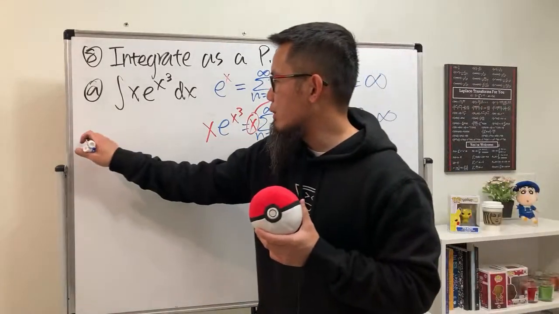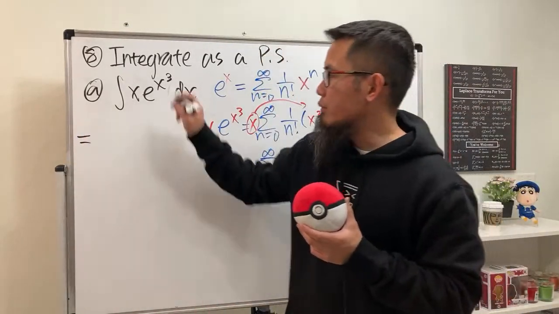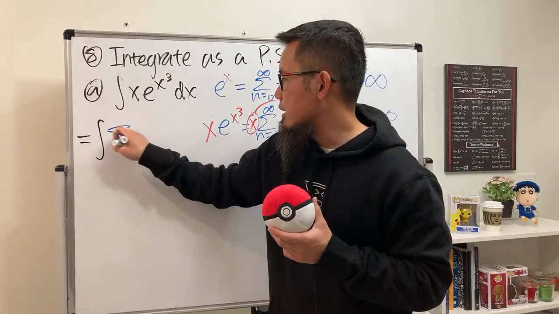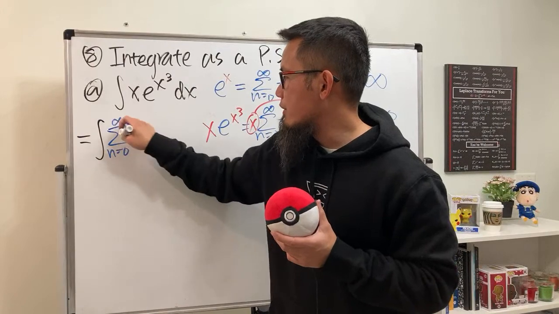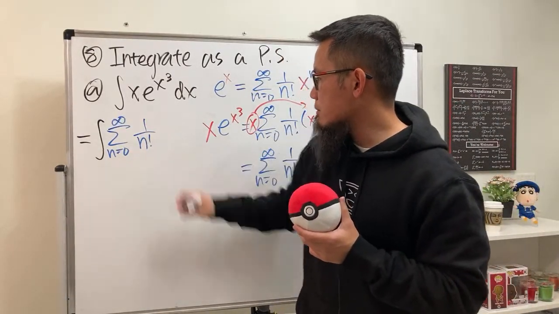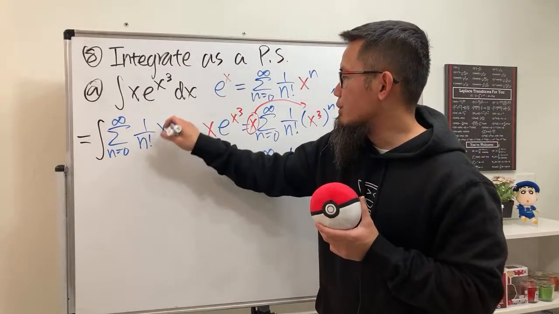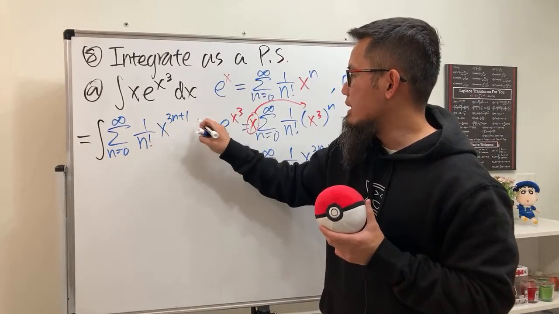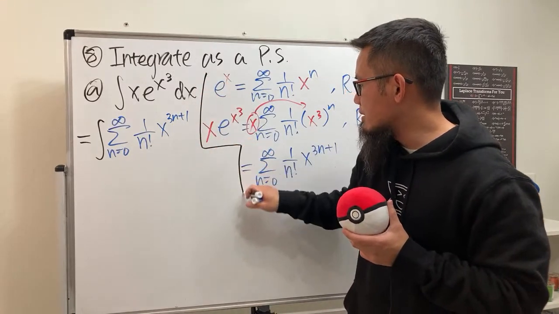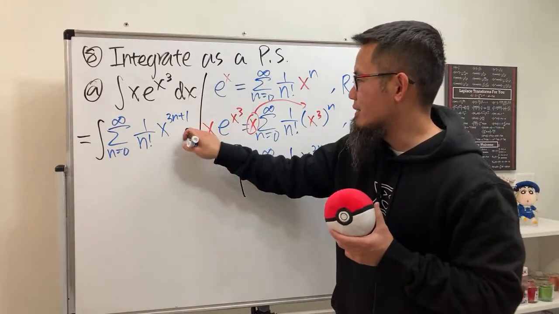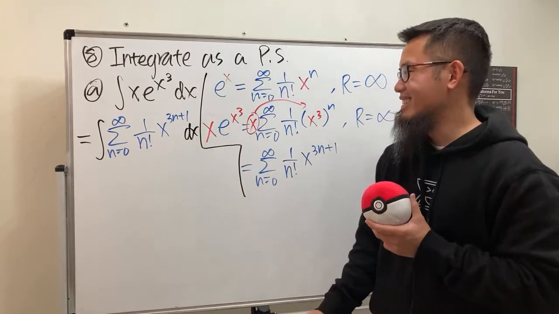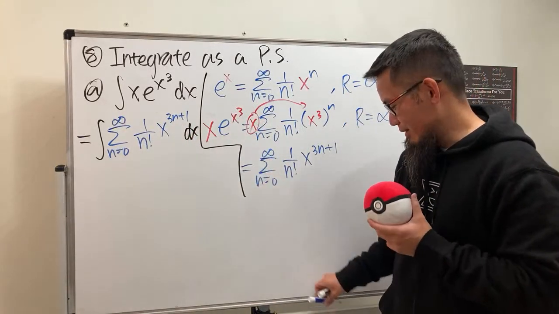Now, we just have to write this down. We will just have to integrate this thing, which is the series as n goes from 0 to infinity, and we have 1 over n factorial times x to the 3n plus 1, and then just dx. Perhaps let me just separate this a little bit. Anyway, this is what we have.